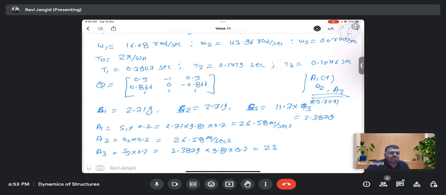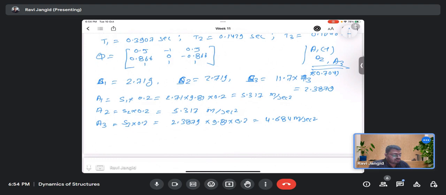Okay. That is only the S1. So that will be coming out to be 5.317. That would also be 5.317 meter per second square. And that would be the 4.684 meter per second square. Okay, so to find out the displacement also, we can find out the d1, d2, d3. So your dn would be what? An divided by the omega n square.